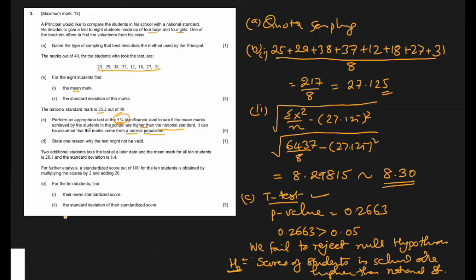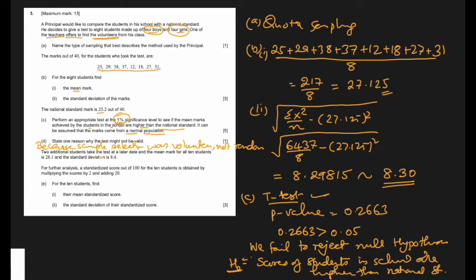Okay, what about part D? Part D says state one reason why the test might not be valid. Because we selected boys and girls, we limited their numbers and they were not random. The teacher offered to find volunteers. So we took volunteers, so this was not random. Because the sample selection was volunteer, not random, that could be the reason this test may not be valid.